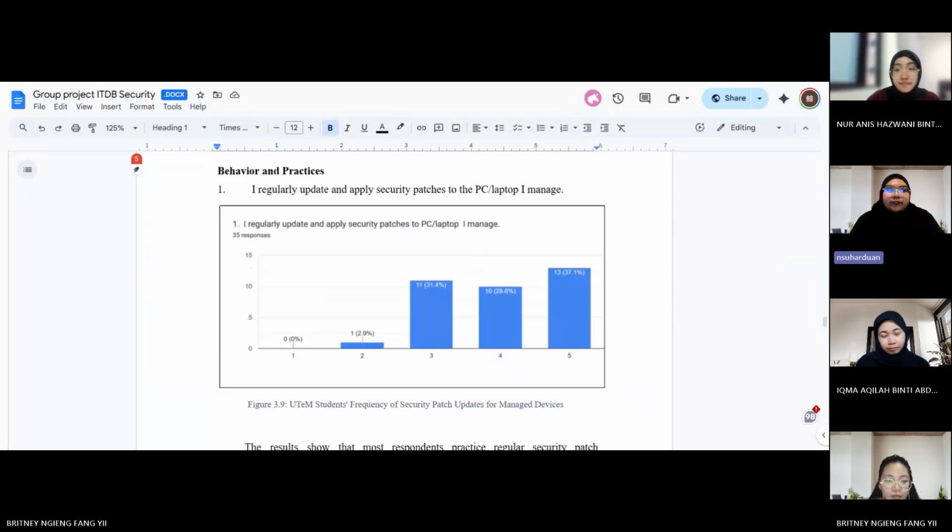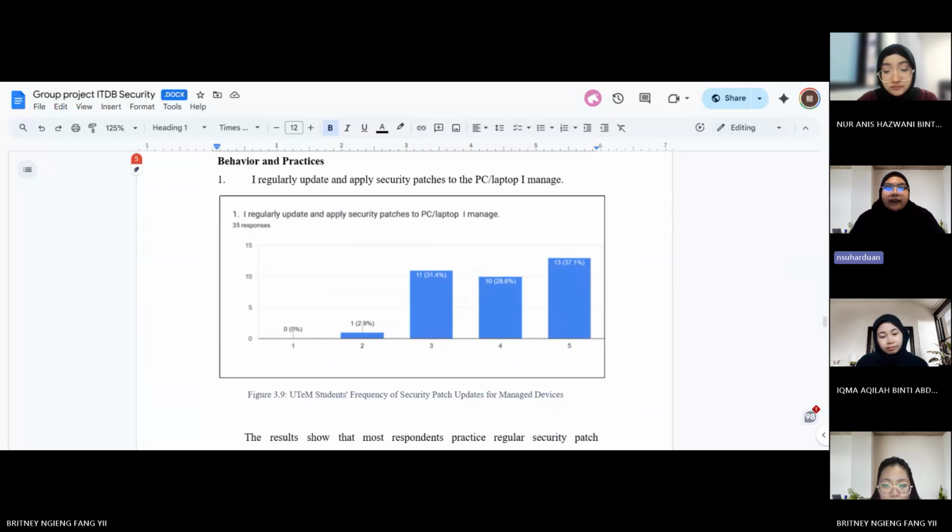So I would like to continue with the survey about behavior and practice. We asked the question about regularly updating and applying security patches to PC or laptop. The results show that most respondents practice regular security patch management. A total of 37% strongly agree, scale 5, and 28.6% agree, scale 4, that they regularly update and apply security patches to the PC or laptop they manage.